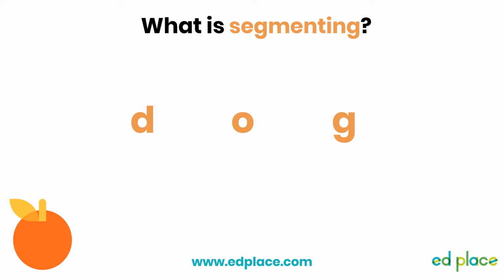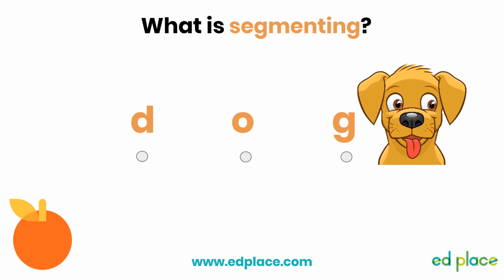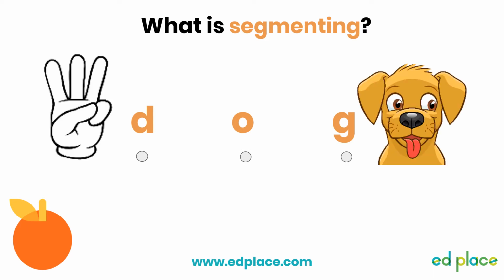To help us read and spell, we need to segment words. But all we're doing is breaking words up to try and hear the single sounds in them. Let's take a look at the word dog. It can help to clap your hands for each sound you hear. D, o, g. How many sounds are there? Listen again. D, o, g. Dog. There are 3 sounds.